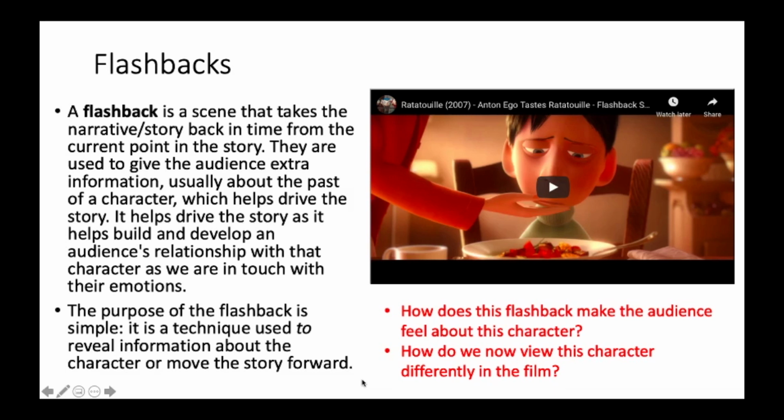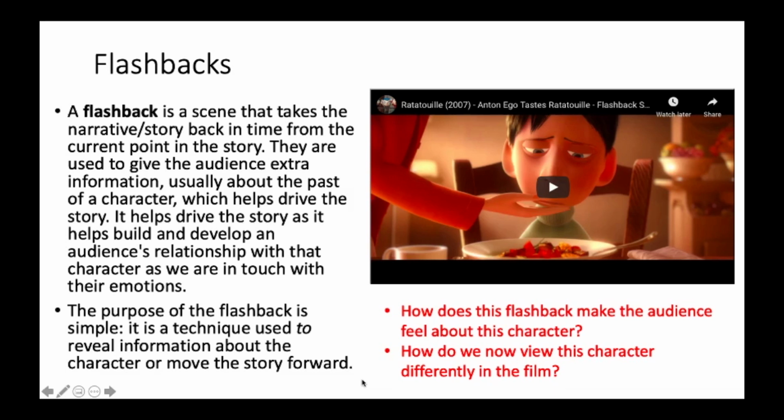So, as I said, it really helps drive the story as it helps build and develop an audience relationship with that character because we are in touch then with their emotions, okay? We see things almost through their eyes, okay? Whether it's a memory, a moment of nostalgia, which is significant to them, and it makes us as an audience almost kind of resonate and feel the same way about that certain thing. So the purpose of a flashback, the reason why flashbacks are used, is essentially to either reveal more information about a character or to move the story forward.